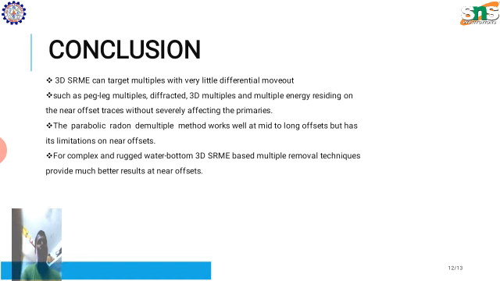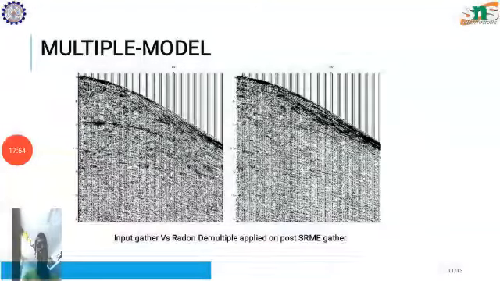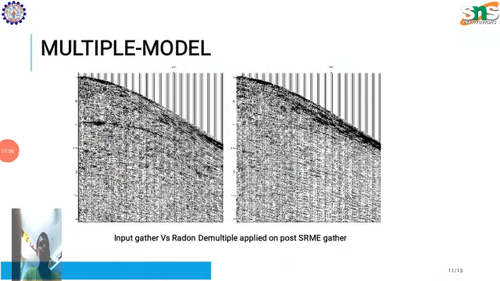See the figures on the screen. Finally, the demultipled shot gathers were used to obtain the zero offset stack section to evaluate the results of 3D SRME. The same set of input shot gathers were processed using a high resolution radon transform demultiple approach.